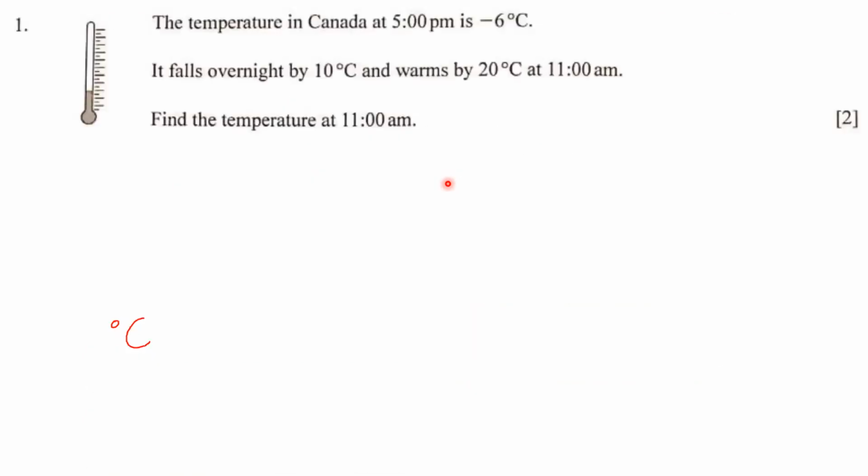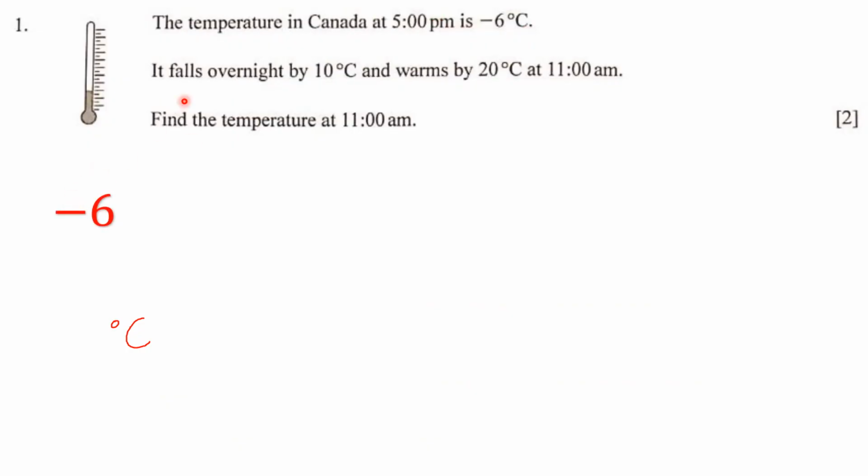Let's begin. Number one says the temperature in Canada at 5 p.m. is -6 degrees Celsius. It falls by 10 degrees Celsius and warms by 20 degrees Celsius at 10 a.m. Find the temperature at 11 a.m. Notice that it says that the temperature at 5 p.m. is -6 degrees. So let's put that there.